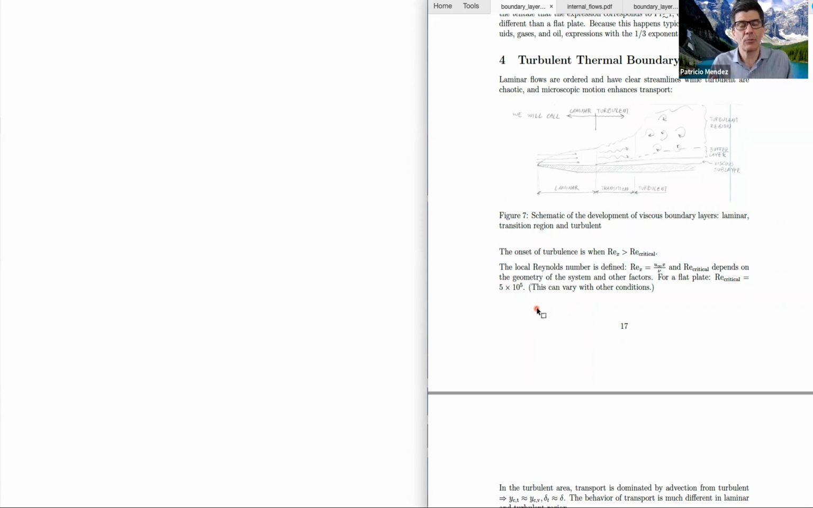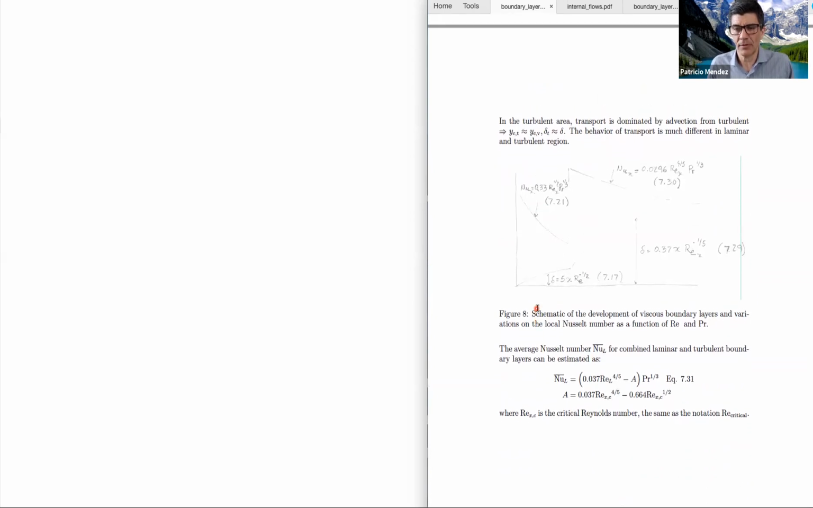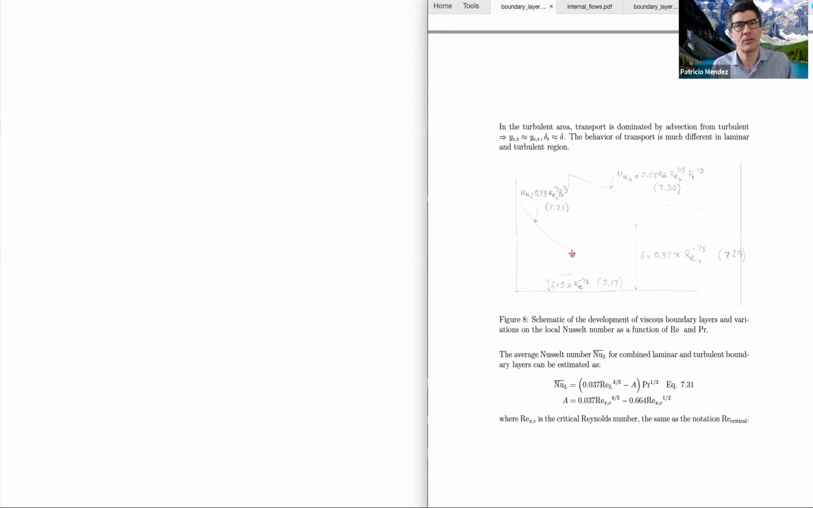But for a cylinder, we didn't even care about that because we have correlations that also needed to account for a wake. But for many other things, for example, fluid inside a pipe, we're going to have a critical Reynolds number that is specific for that geometry. And we saw how, in the case of a turbulent boundary layer, we would have a boundary layer that suddenly increases in thickness.